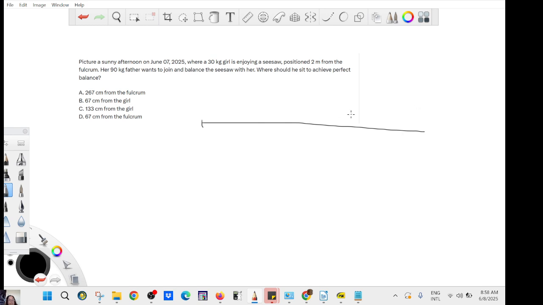And what does it say? You have a fulcrum somewhere. 2 meters. So that will be 2 meters. And the mass here is 30 kilograms. So of course, the force will be the weight, which is mg, but it doesn't matter. We can keep it in kilograms because it's an equilibrium.